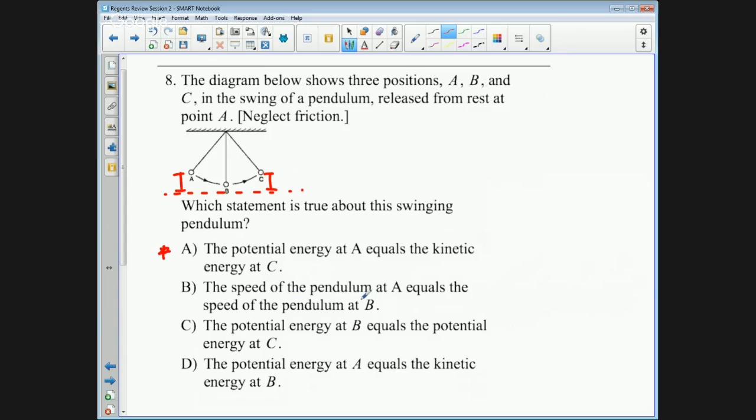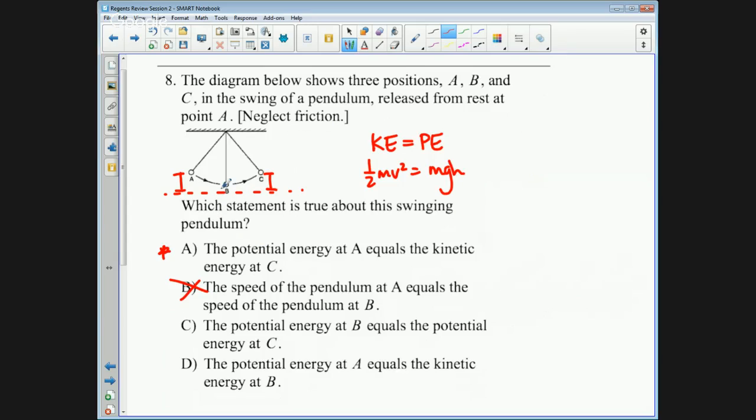The speed of the pendulum at A equals the speed of the pendulum at B. Is that true? No, it's not. Because for this problem, you're going to have kinetic energy equals the potential energy, and back and forth, they equal each other. So this is basically 1/2 mv squared equals mgh. B is not correct because the speed here at A is not going to be equal to the speed at B because you're at different heights. So this is wrong.